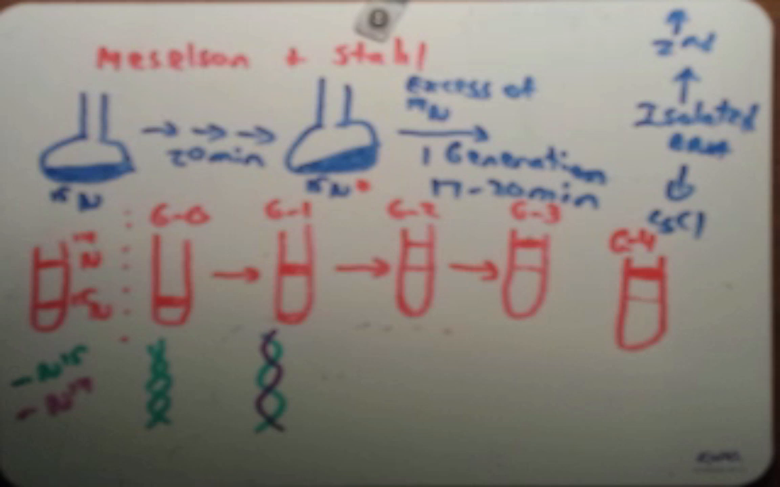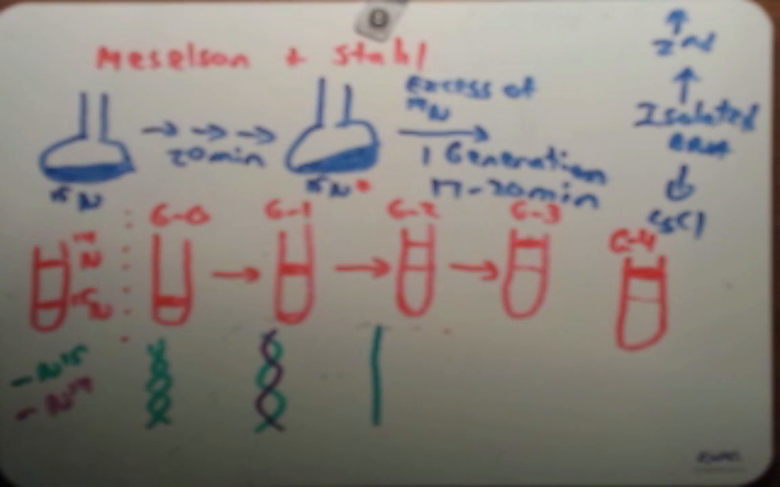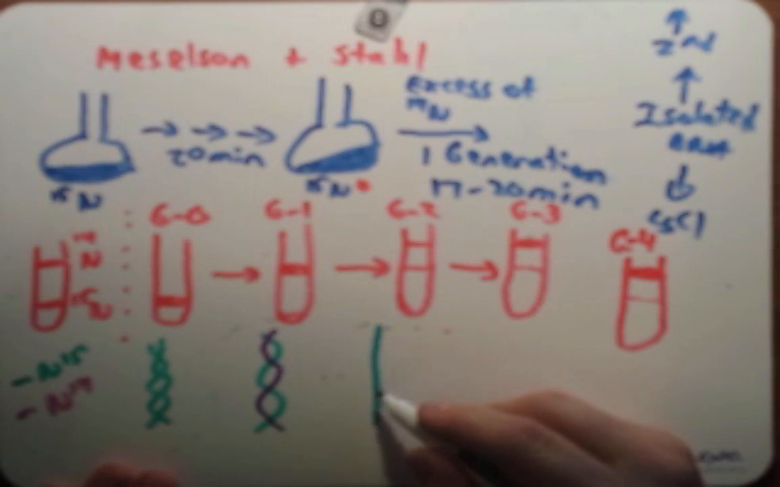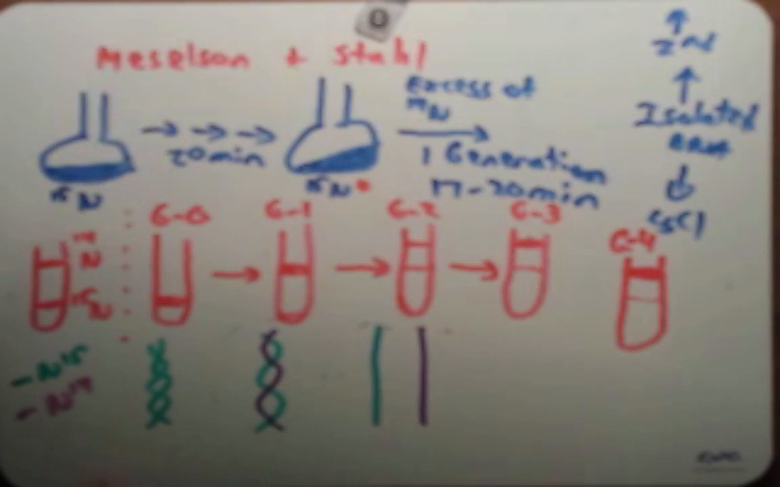Okay, so at the end of the second generation, what's going to happen is we're going to take this molecule and rip it apart, or rather the cells will do that. We won't, but the cells will do it. And you'll end up with two strands as the template. One that is N15, the green one, and one that is the new one, the N14.